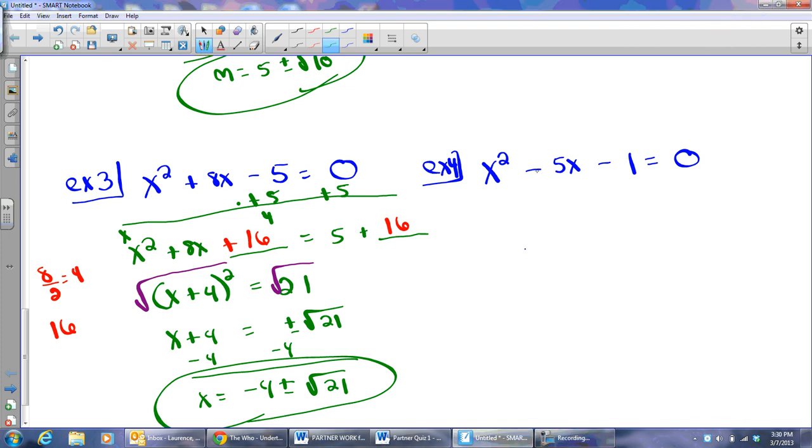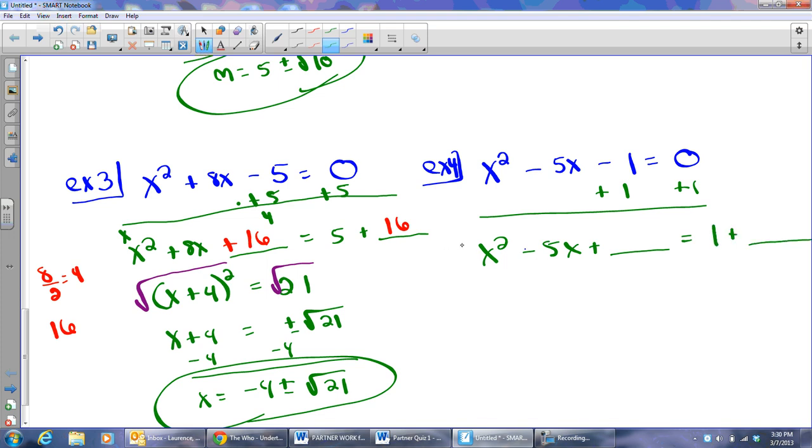Good. All right. This trinomial is not a perfect square trinomial. I'll add 1 to each side. When I do that, I'm going to have x squared minus 5x plus blank equals the 1 plus blank. Okay, I need half of b. Well, b is negative 5. Half of negative 5 is negative 5 over 2. Now, don't go decimal on this. You make it way too hard.